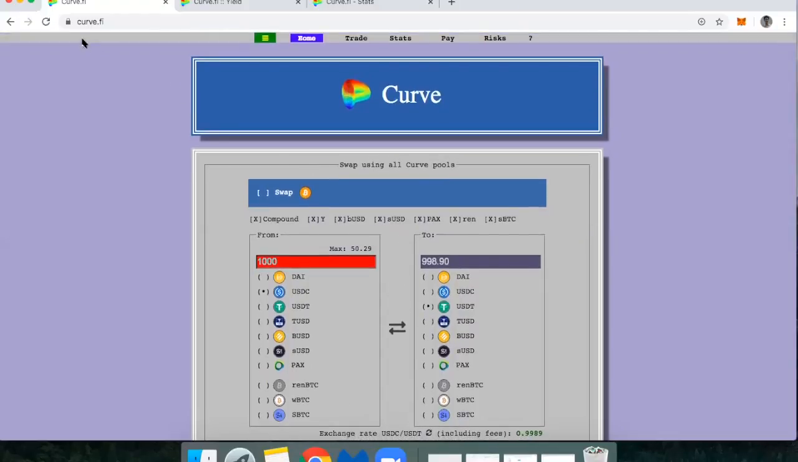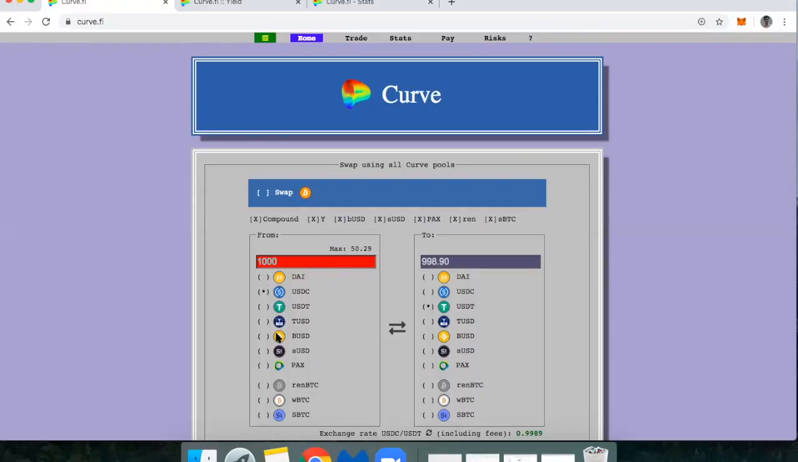So if I go to curve.fi, at its core, this is a stablecoin DEX. This is the ability to trade between different stablecoins. So you can see DAI, USDC, Tether, TrueUSD, Binance USD, Synthetics USD, and PAX. I can trade between any of these. Why would I do that? Well, there's different utility to these stable coins depending on what markets you're looking at in DeFi.